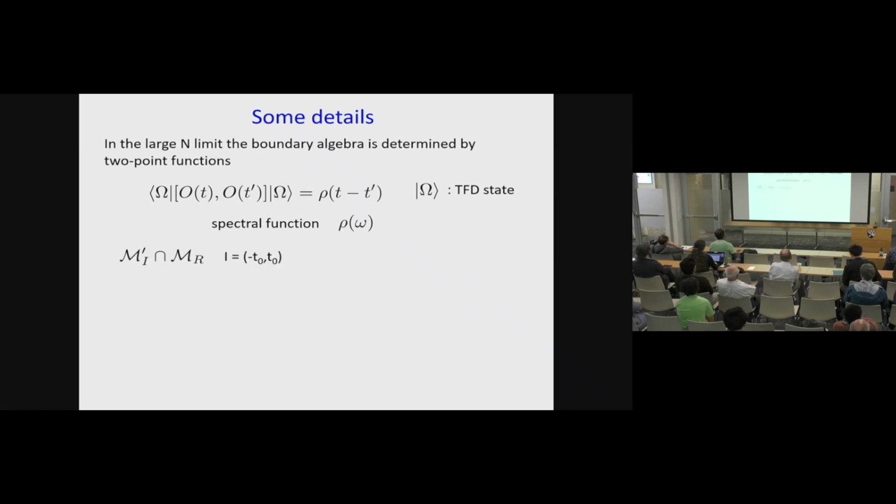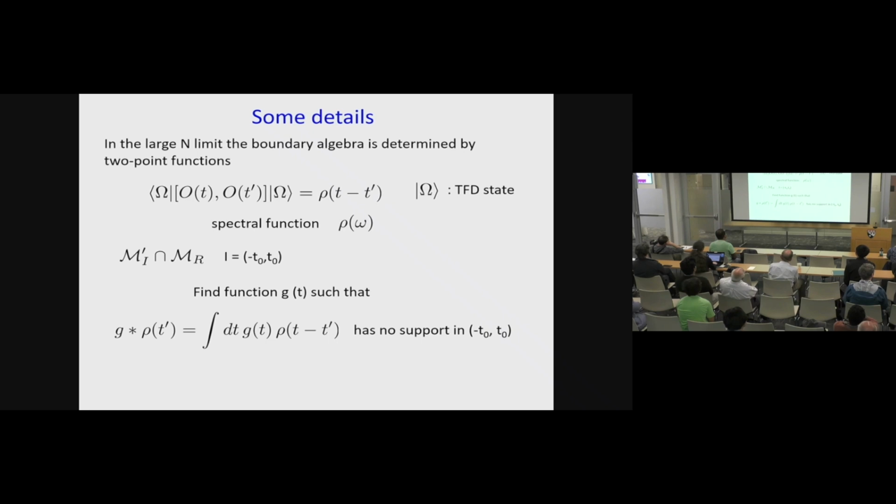Now to find this algebraic object for this time band, it turns out you only need to solve the following question. You find the function g(t) such that the convolution of this g(t) with this spectral function has no support in this time band. And then that gives you the commutant of this algebra. This makes sense because the operators inside this time band are excluded, and we just need to find things outside the time band.